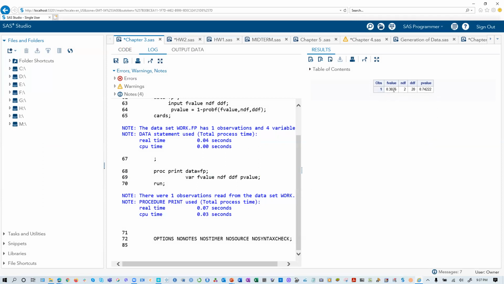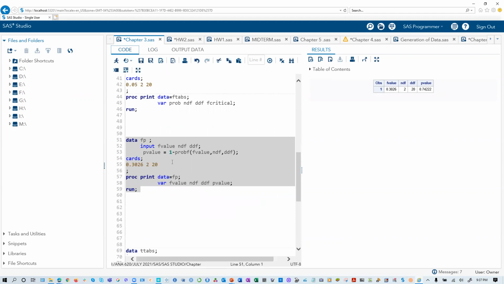This is the value you have. This is the degrees of freedom. This is the P value, 0.74222. So I'm going to copy this and paste it into chapter 4 as well.